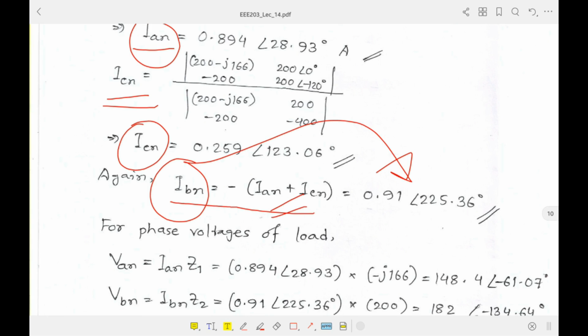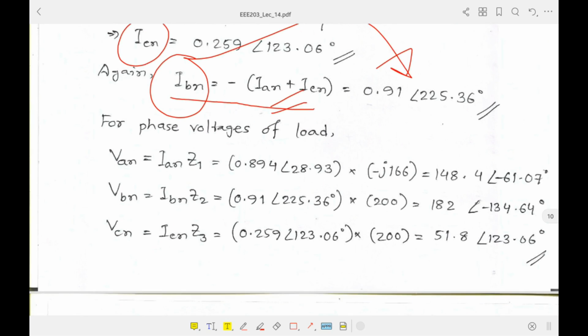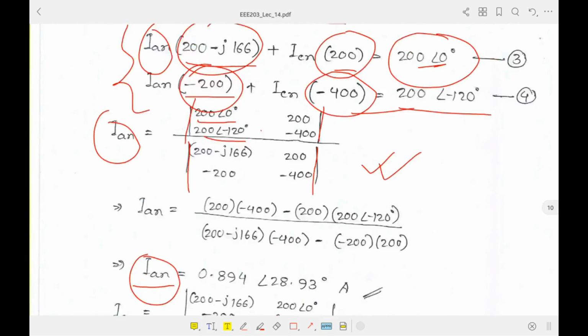Now if we want to calculate the phase voltages, we know the phase voltage equations: VAN equal to IAN multiplied by Z1, VBN equal to IBN times Z2, and VCN equal to ICN times Z3, and these impedances were all calculated previously. If you put those values and calculate using a calculator or manually, you will get this result. So these are the phase voltages and phase currents that were asked for, and I have just shown you.